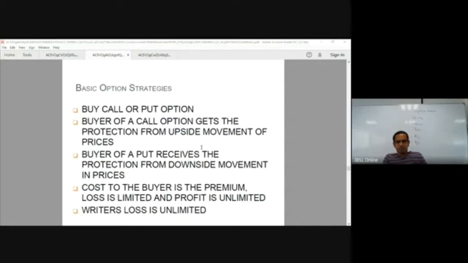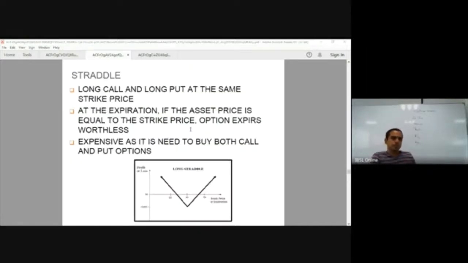Because the moment you buy an option, whether it's a call option or a put option, the maximum you will lose is the premium. You will not lose anything more than that. But if you sell an option, if you sell a call option in particular, your losses can be unlimited. You're exposed to unlimited losses. A straddle, now this is the first product. It's called a straddle. That means you buy a call option as well as a put option at the same strike price. You're long call, long put, same strike.